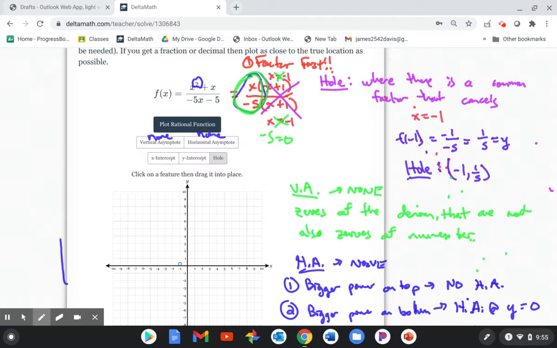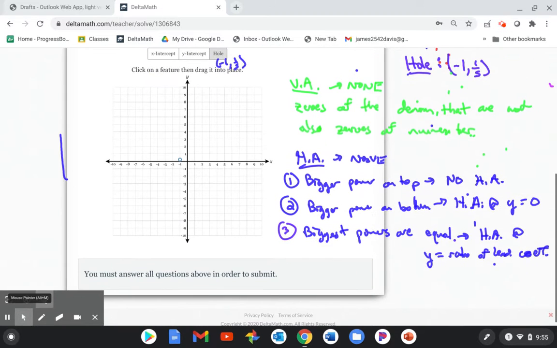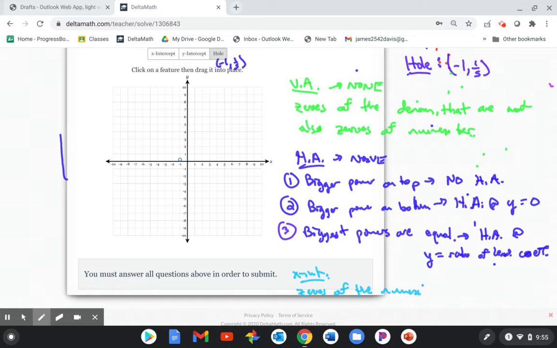Interesting. All right, we already got our hole. That was at the -1, 1/5. The next 2 things we need are x-intercepts. So x-intercepts, that's where I was getting a little ahead of myself on the last one. X-intercepts occur at the zeros of the numerator, zeros of the top, that are not also zeros of the denominator.